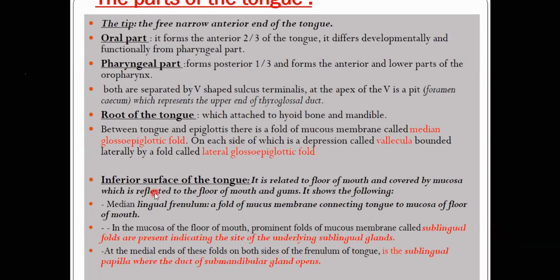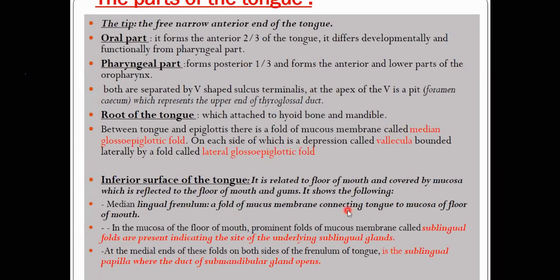Okay, the inferior surface of the tongue: if you raise your tongue, you can see it is related to the floor of the mouth and covered by mucosa, which reflects to the floor of the mouth and the gums. It shows there is a fold which attaches the tongue to the floor, and that is called the lingual frenulum. This frenulum is the attaching area; it attaches the tongue to the floor of the mouth.